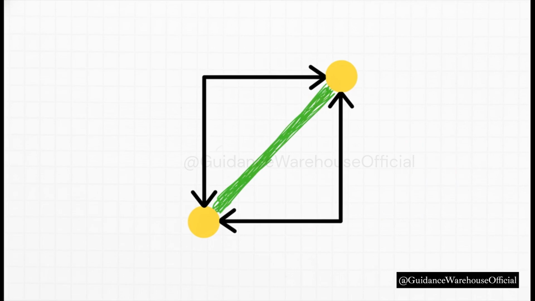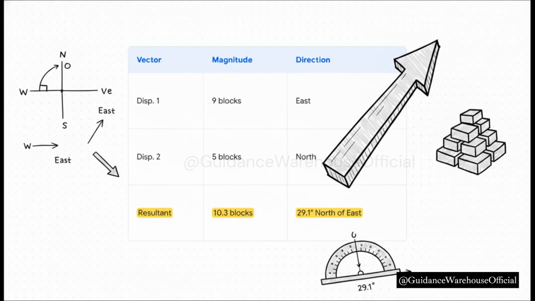And finally, we draw our answer. This is the big one. It's the arrow that connects our original starting point, the tail of the very first vector, all the way to our final destination, the head of the very last vector. This new vector is that shortcut we were looking for. And here is our final answer. If you were to measure that shortcut arrow, you'd find its length is about 10.3 blocks. That's our magnitude. And if you measured its angle, it would be 29.1 degrees north of east, and that's our direction. Now, you could also get these exact numbers using the Pythagorean theorem and a little trigonometry, but the visual method shows us the very same result.